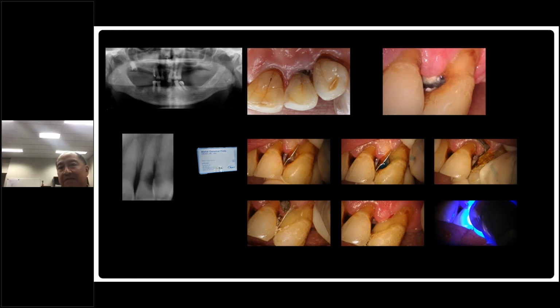And glass ionomer cement has to be protected by a resin coating. So the curing light that you see there is the curing of the coating of the glass ionomer cement and not the glass ionomer cement itself. And we're going to go through some of these characteristics a little bit later on.